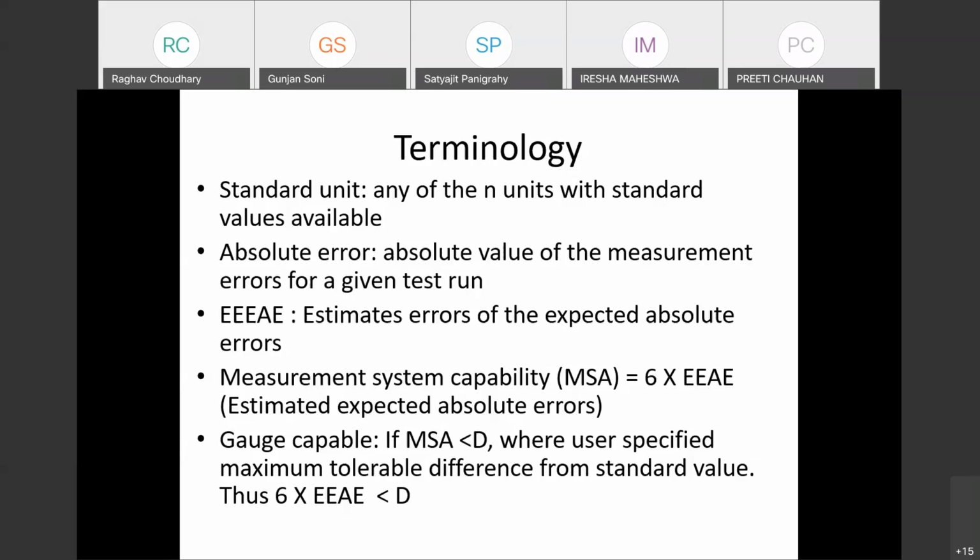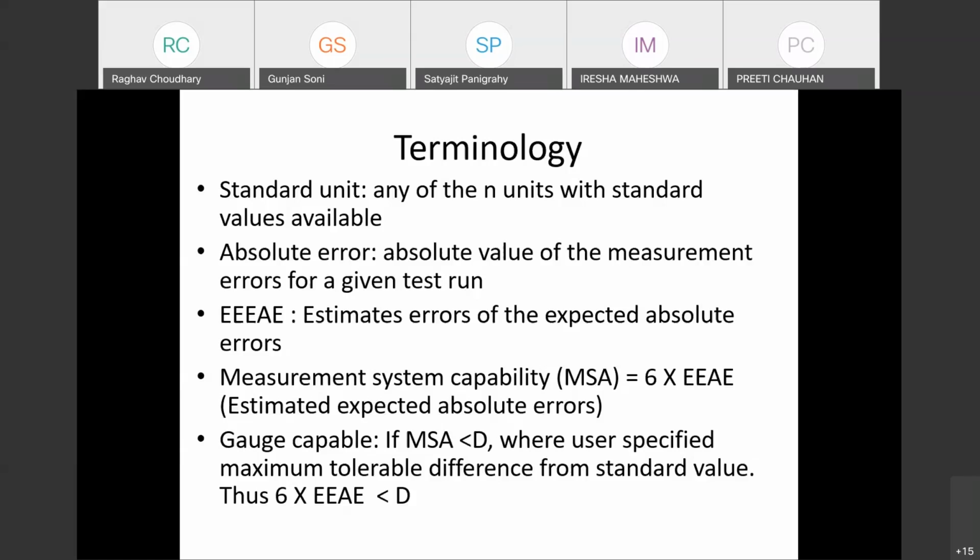If measurement system capability is less than D, D is something that we want to know. Like if I want to find out a 10 kg weight as a standard, am I okay if there is an error of 0.5 kg? So D is that permissible deviation from the actual value. So D is user defined, the maximum tolerable difference from the standard value.